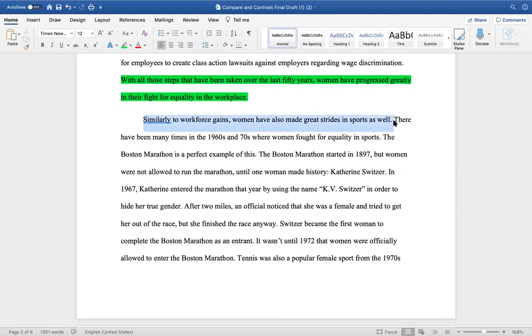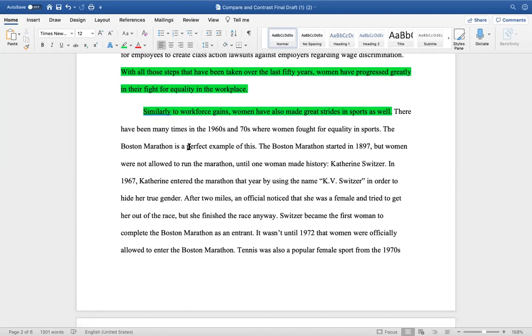Next, we have this paragraph that says, similarly to workforce gains, women have also made great strides in sports as well. Again, what I want you to focus on is that the student is focusing on the topic, which is sports, and that they are still making this cross comparison. There have been many times in the 1960s and 70s where women fought for equality in sports. The Boston Marathon is a perfect example of this.